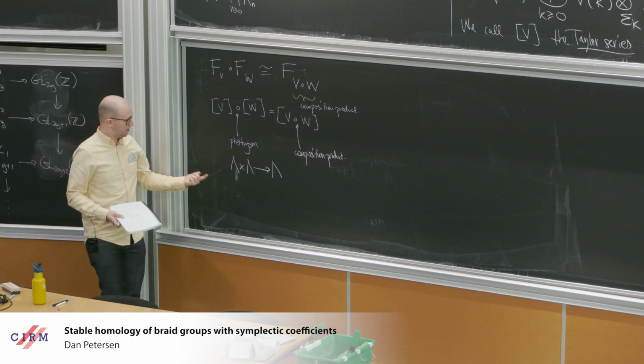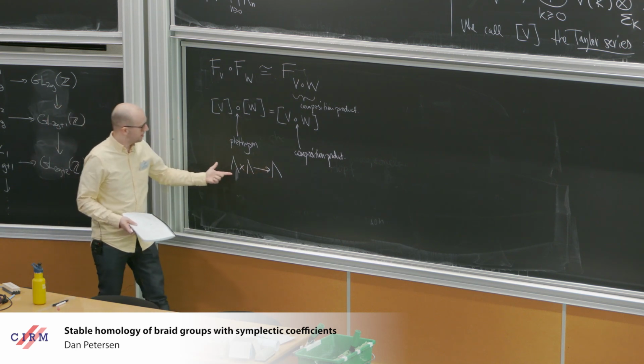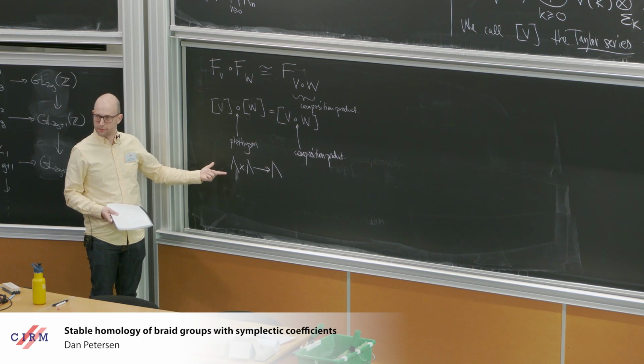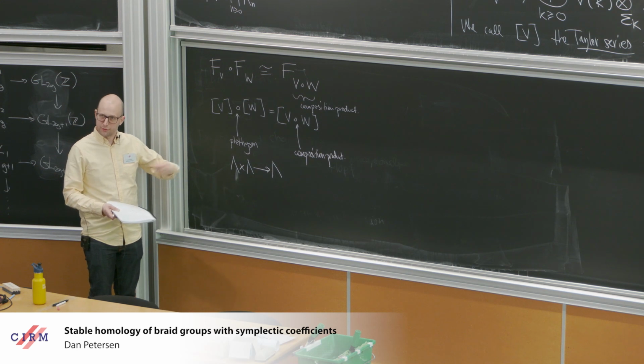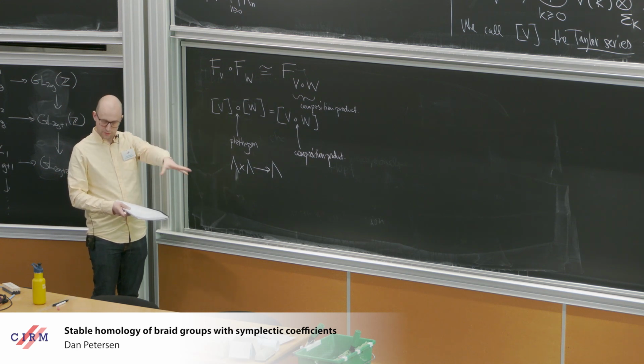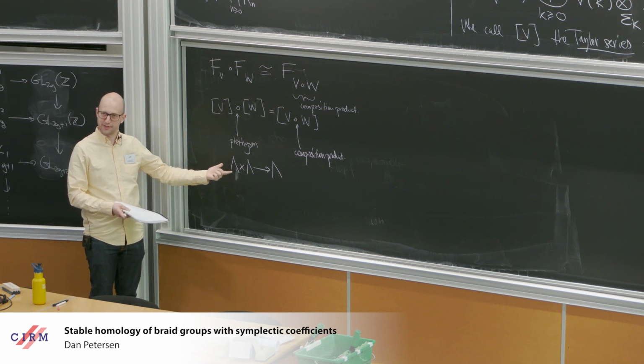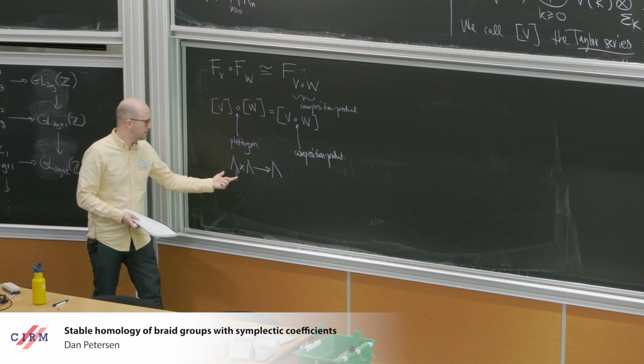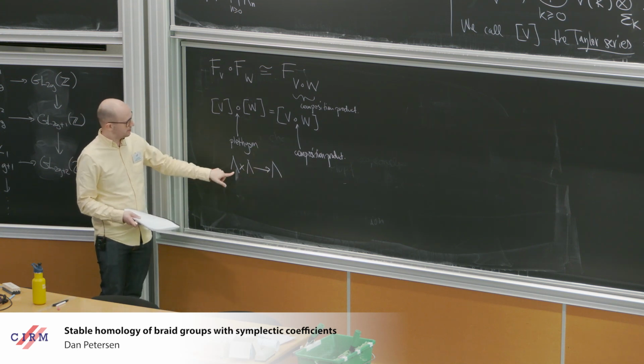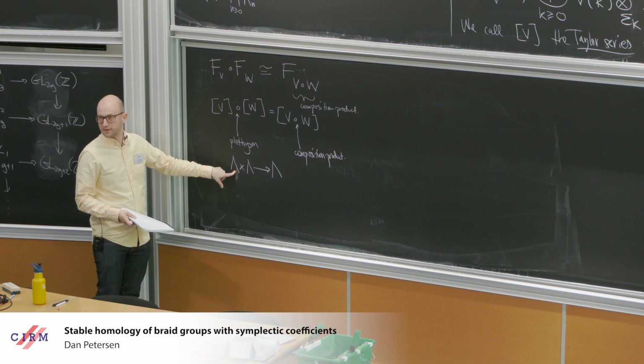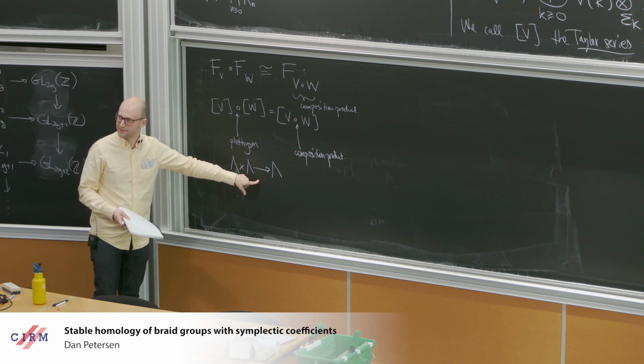And yeah, plethysm is a binary operation on lambda. It doesn't quite extend to a binary operation on lambda hat, in the same way that composition of two power series is generally not a power series. You need the second one to have vanishing constant term. And the same is true here. For this to be meaningful, you should either insist that this one is finite or that one has vanishing constant term.